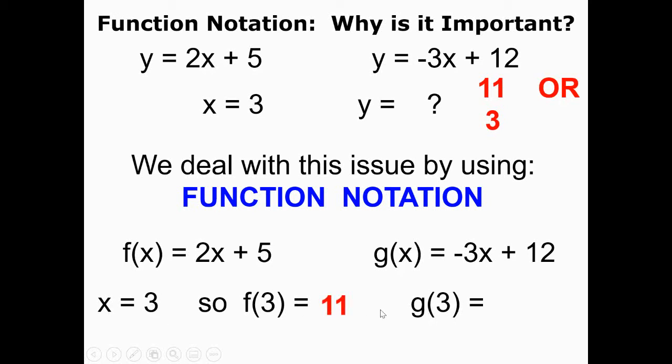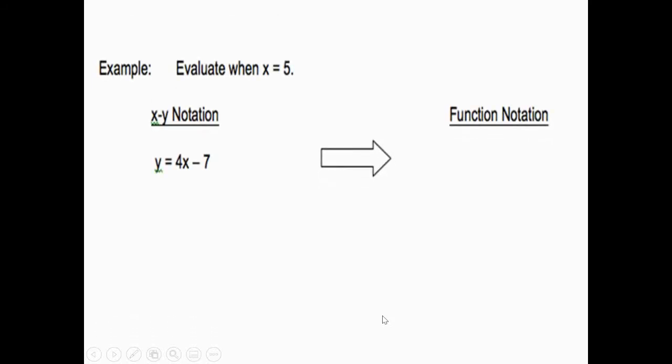Over here, we could say g of 3. So again, instead of x equals 3, we write g of 3. That means the input of 3 goes into the g function. What do we get? Well, in this case, we get 3. It's more clear here what we're looking for, and function notation was designed for that reason.